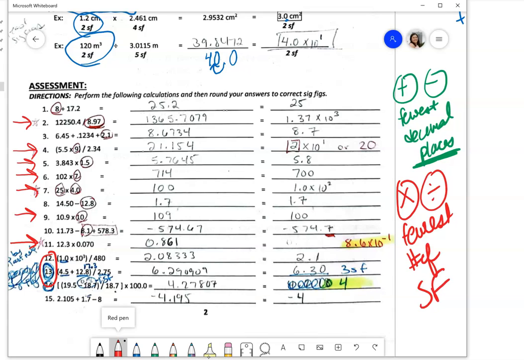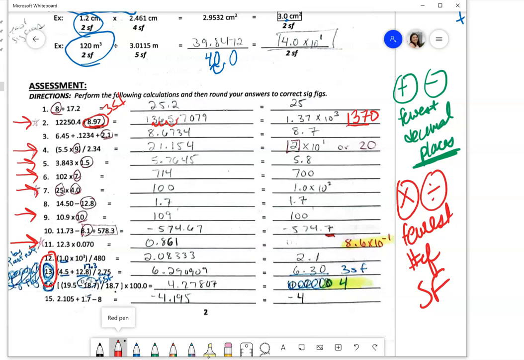So number 2, got 12,250.4 and 8.97. Out of those two, 8.97 is the smallest. It only has 3 sig figs. So because I have this big number, I only want 3 sig figs. So I'm going to convert that into scientific notation. So I'm going to move over 1, 2, 3, and it becomes 1.37 times 10 to the 3. You could have also left it as 1,370, and that would have still been okay because it's 3 sig figs.